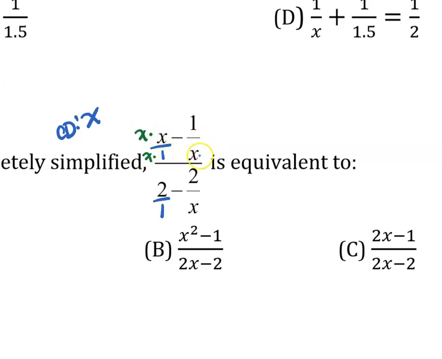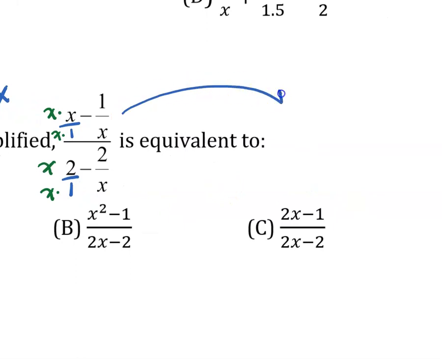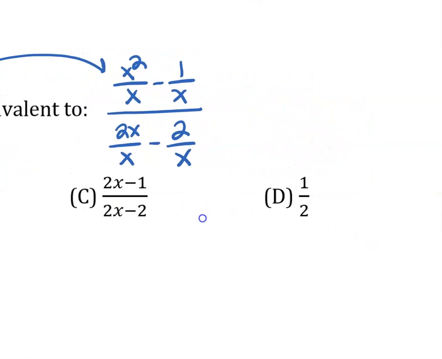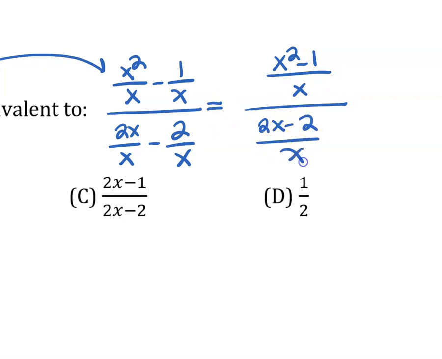So he needs an x, he's fine. He needs an x, he's fine. And by doing that, that creates an x squared over x minus 1 over x, all over 2x over x minus 2 over x. So everything has the same denominator. Now, technically what's happening here is you've actually created a single fraction in the numerator, whether you've realized it or not, because you have a common denominator. Same thing in the bottom, 2x minus 2 all over x.